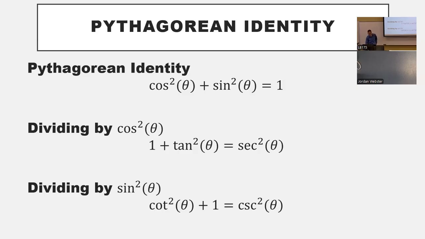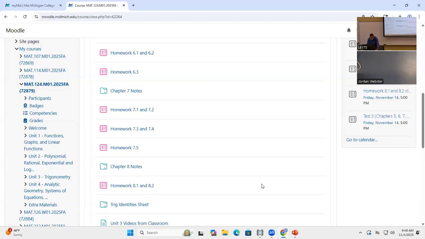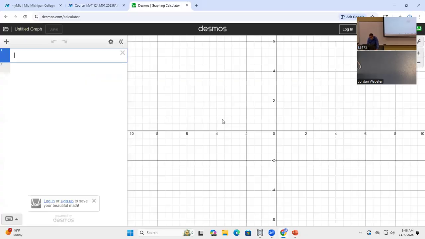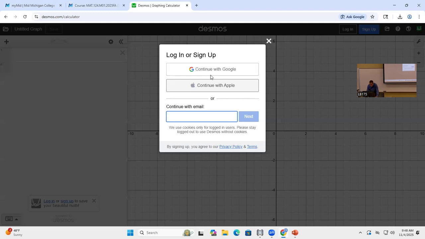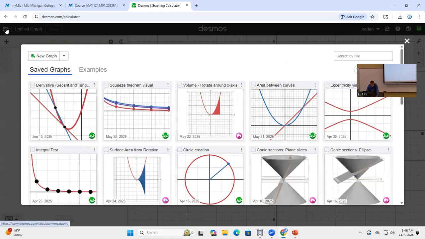I'll show you real quick on that, just because it's kind of interesting. Hopefully I can pull it up. Let's see if I can find it. Don't have it on this one. This account. Hold on for just a second.